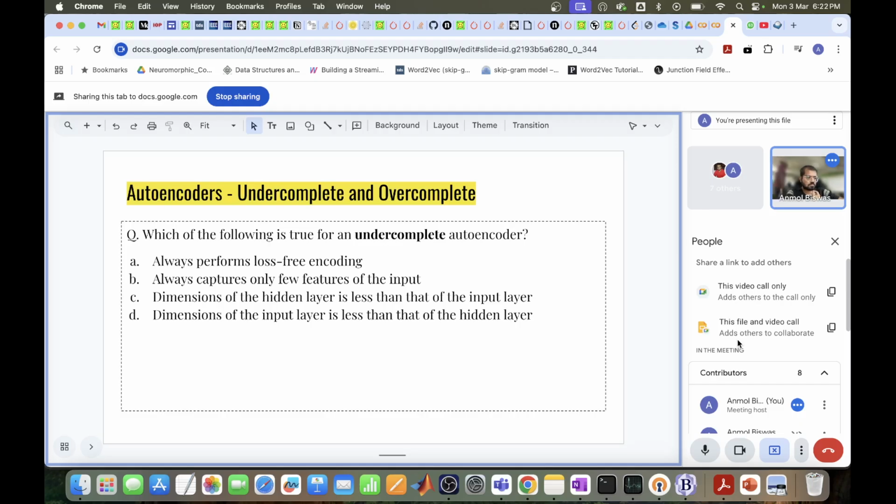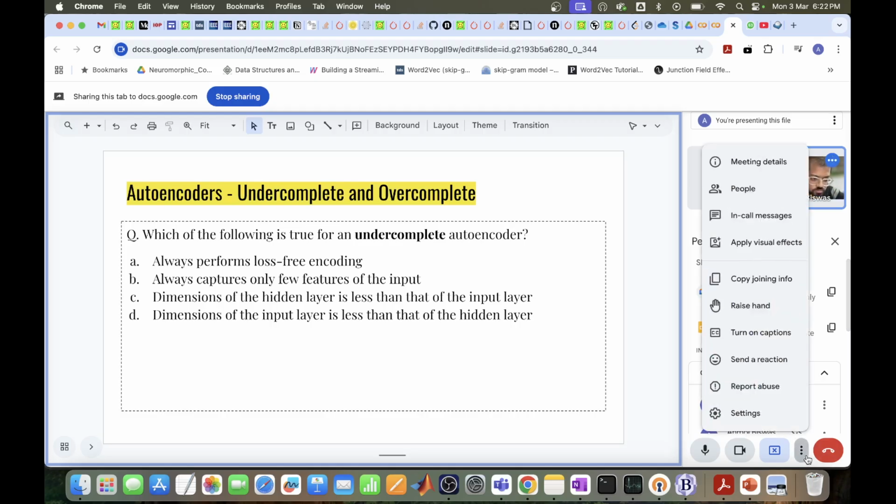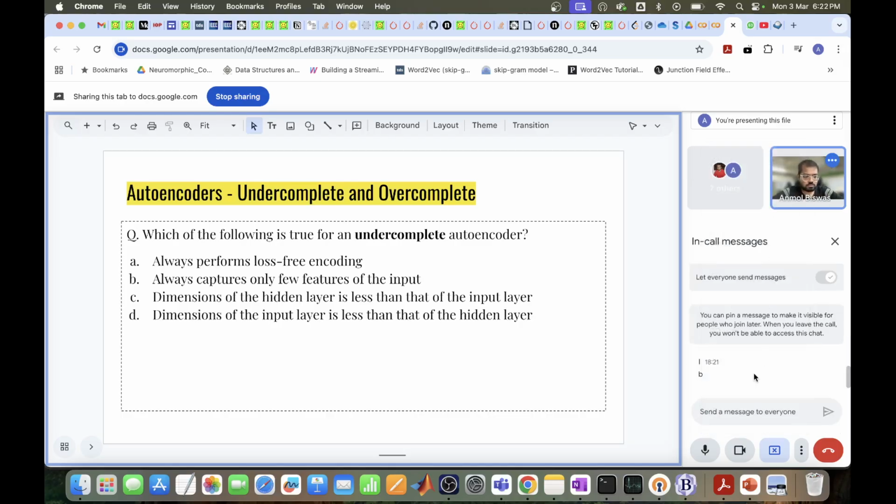Okay. Let's see. Someone has answered C and someone B. Okay. So for this question, the language that is used in the options is actually kind of important, right?